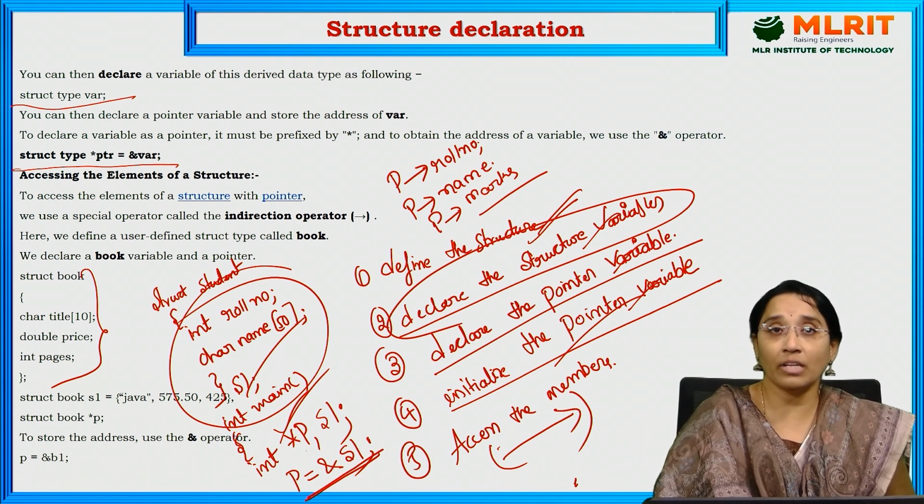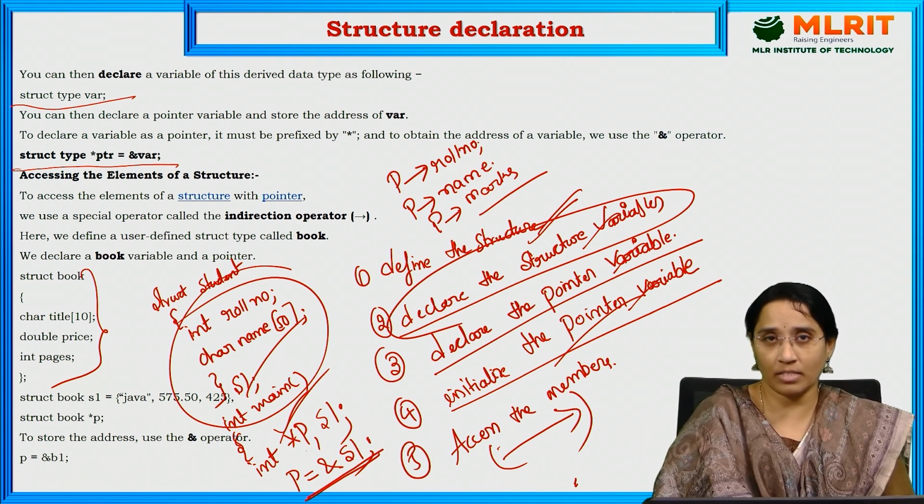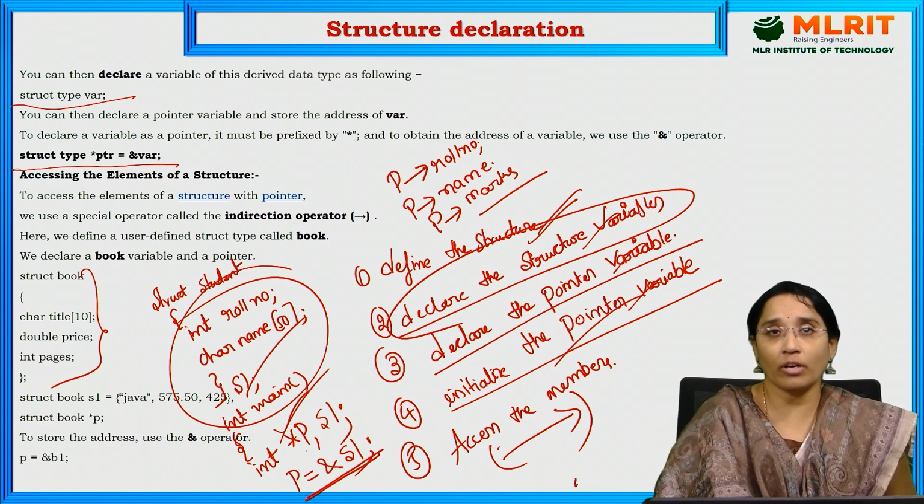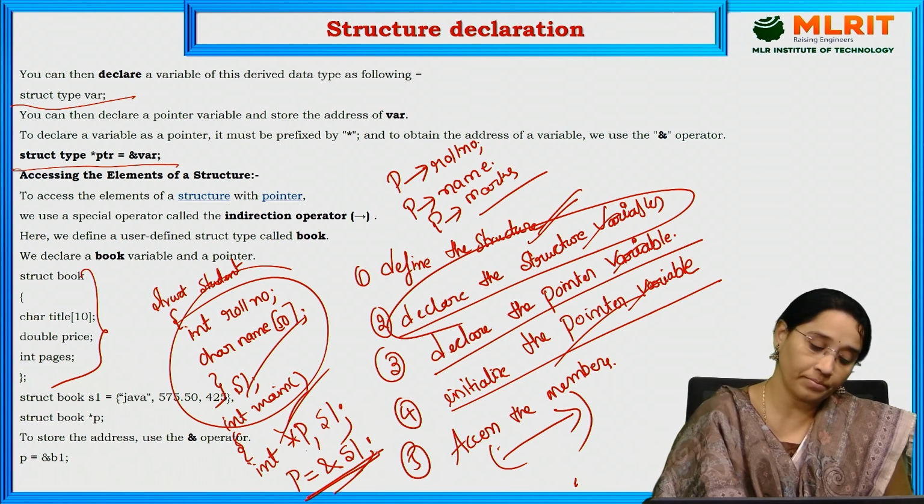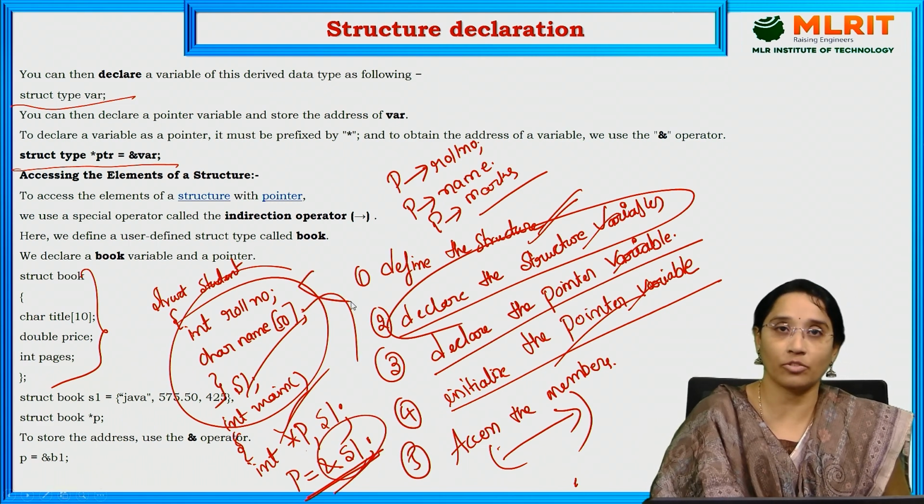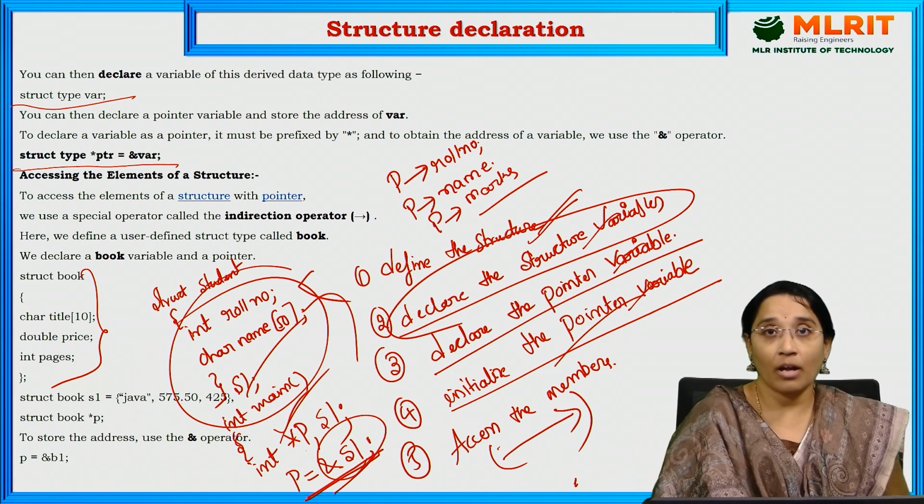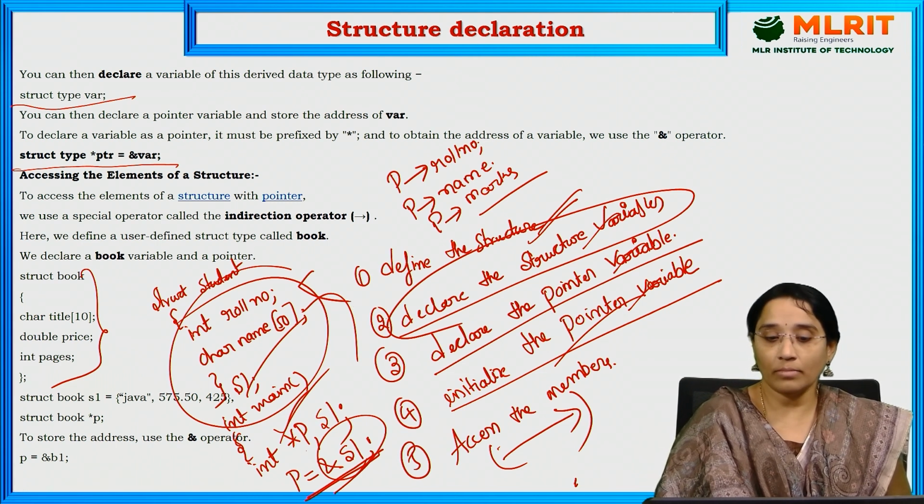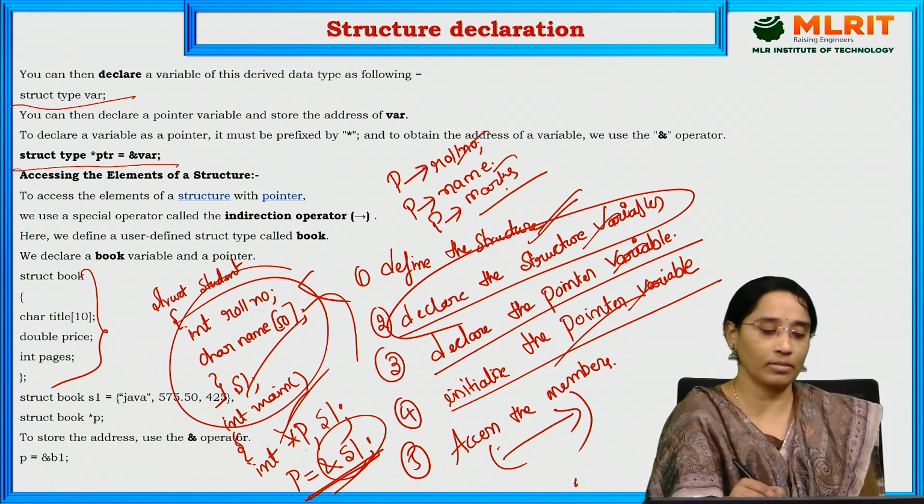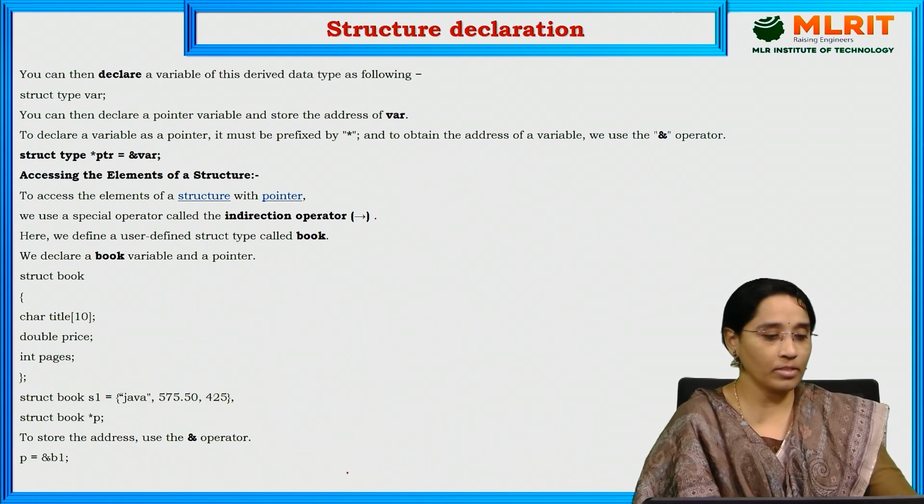Next, we have to initialize this pointer variable. Pointers hold addresses. So here, what does the pointer hold? The pointer holds the address of this complete structure. So p is equal to address of s1. Now how can you access? With an arrow operator you can access. That is pointers to structures.